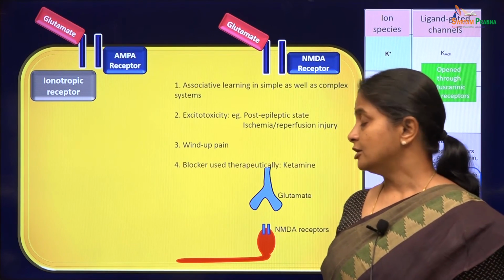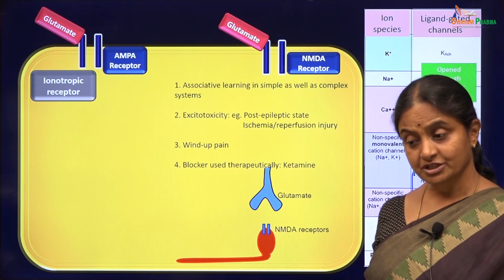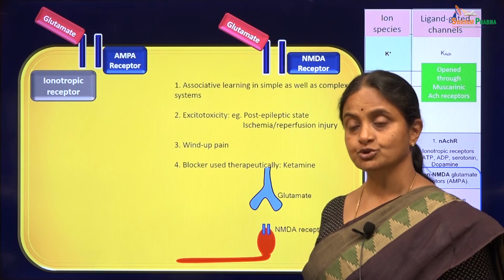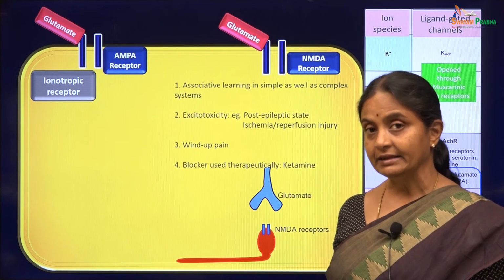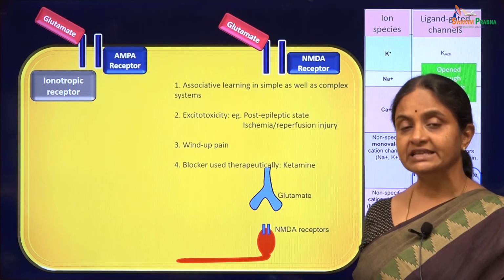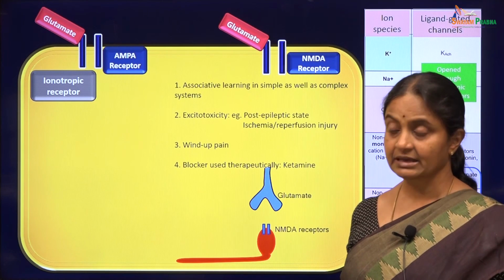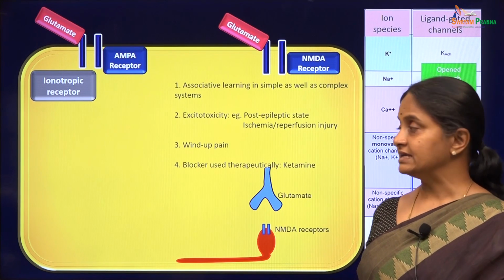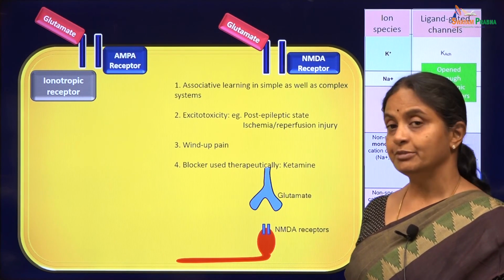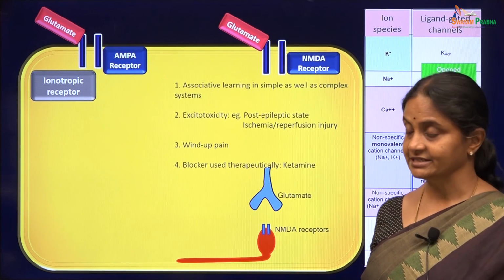And finally, a blocker of NMDA receptors, which is successfully used in therapeutics to treat pain or sometimes to induce analgesia, even during surgeries, is ketamine. It's a blocker of NMDA receptors.